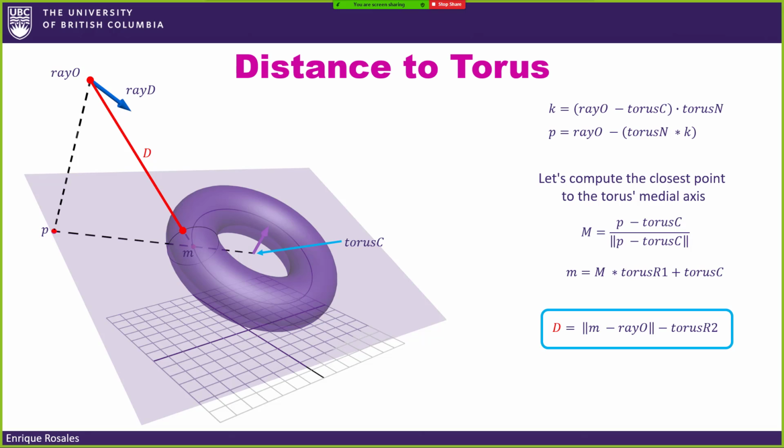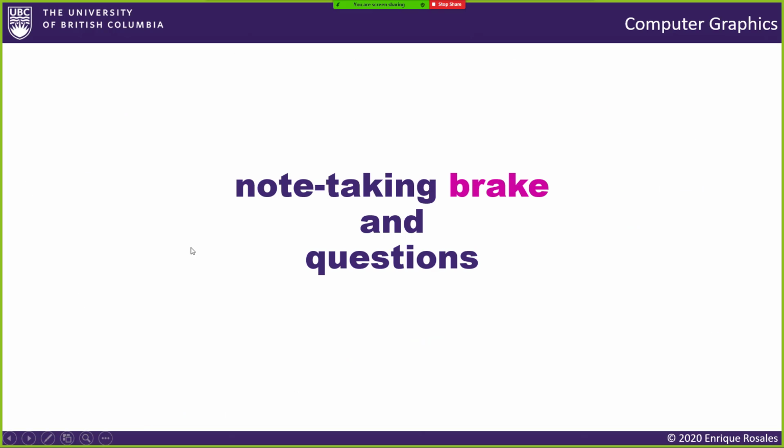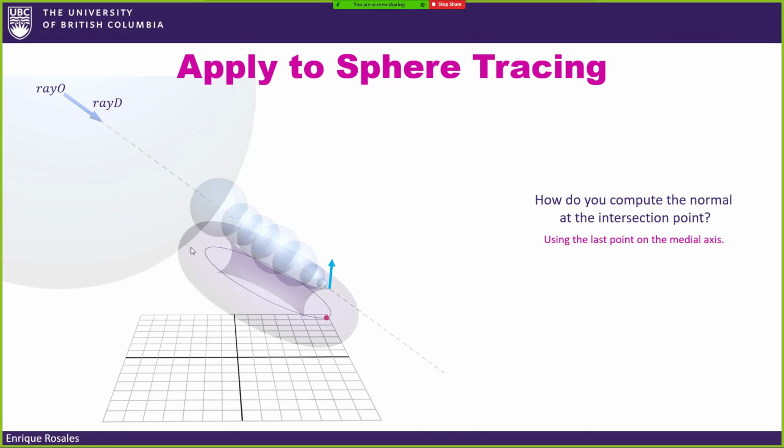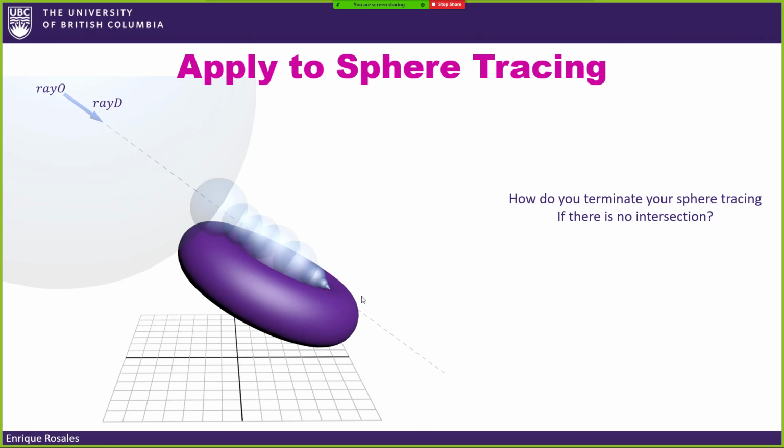So the thing here is, on the very last iteration, when the sphere radius is so small that you consider that you're already on the surface, on that last iteration you also had to compute the point M, which is basically the point on the medial axis. So this is that point M that you computed the last time you computed the sphere, and you use that for computing the normal.